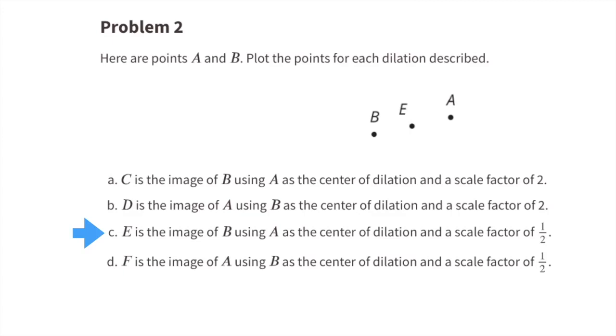D. F is the image of A, using B as the center of dilation and a scale factor of a half. We would start at B, head towards A, and stop halfway. It would be at the same location as E.